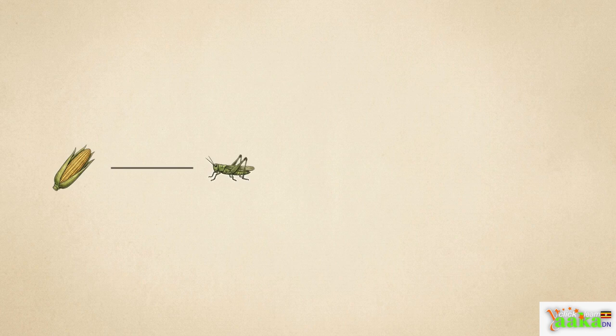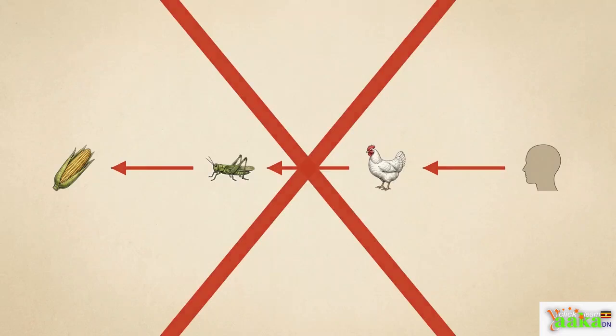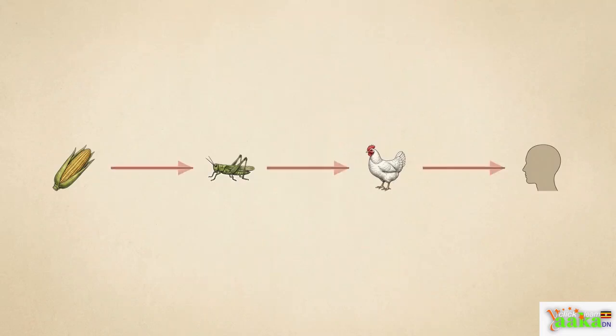The maize is eaten by a primary consumer, a grasshopper. The grasshopper is caught by a secondary consumer, a chicken. Finally, a tertiary consumer, like a human, eats the chicken. When you draw this chain, you must use arrows. The most common mistake in biology exams is pointing the arrow from the predator to the prey.